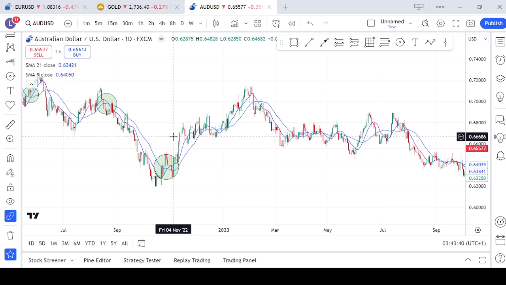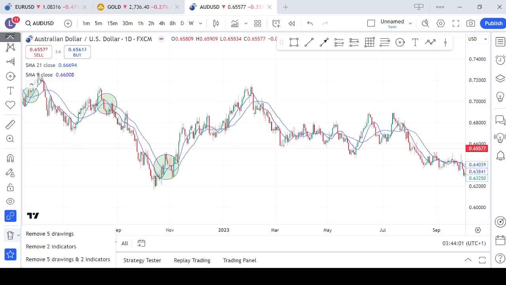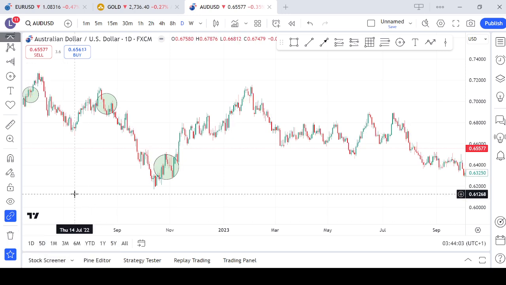And remember, why SMAs are powerful tools? They are lagging indicators. This means they confirm trends rather than predict them. So for the best result, combine SMAs with other technical indicators and always consider the broader market context when making trading decisions. So that's it for SMAs and moving averages.